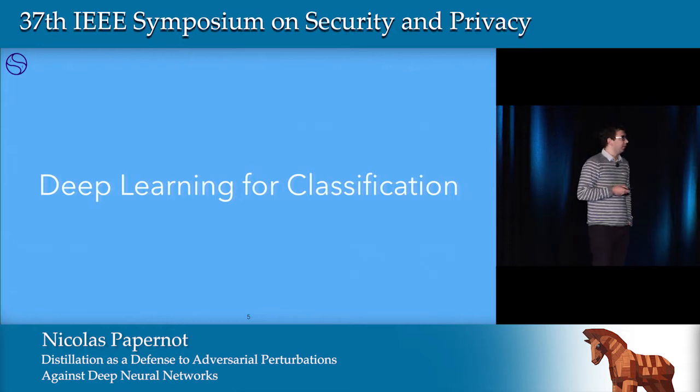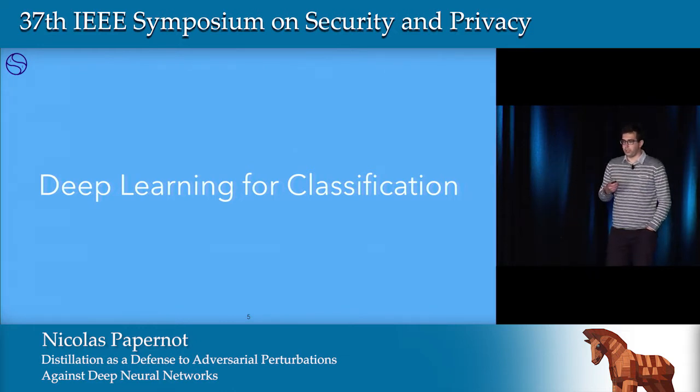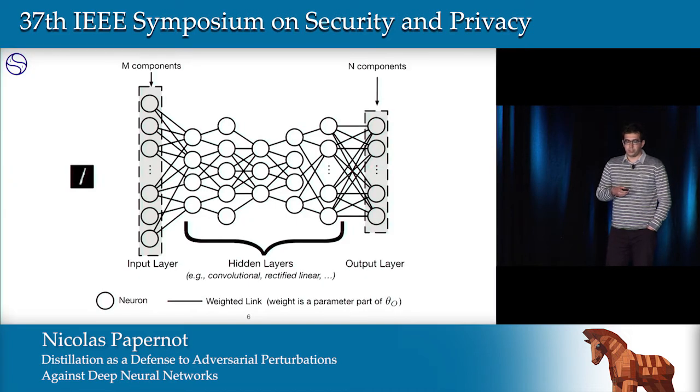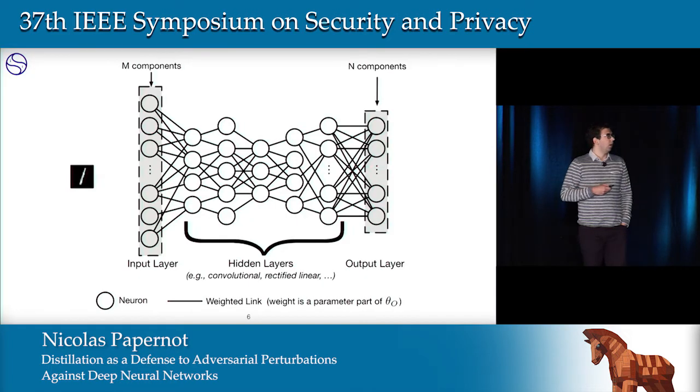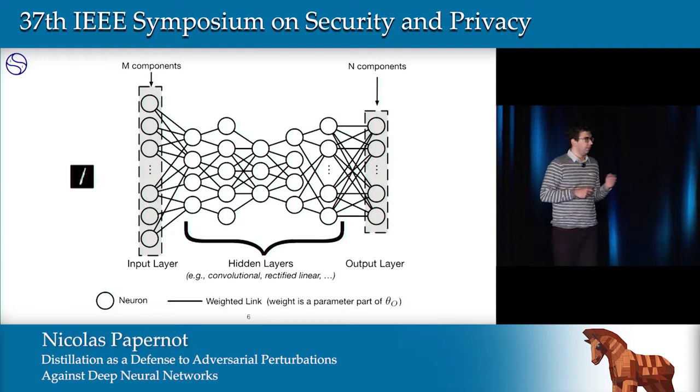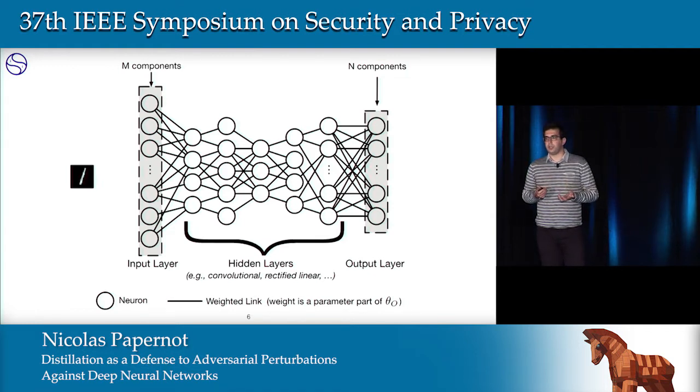So before I get started, let me introduce briefly some basics about neural networks so I can lay out the rest of the presentation. So this is an example of a neural network which is solving a classification task, that is, you are trying to map an input domain into a predefined finite set of classes. For instance, here the neural network is trained to recognize digits in images.